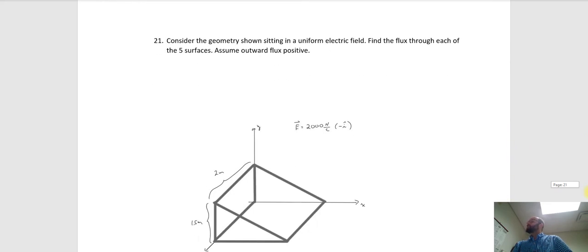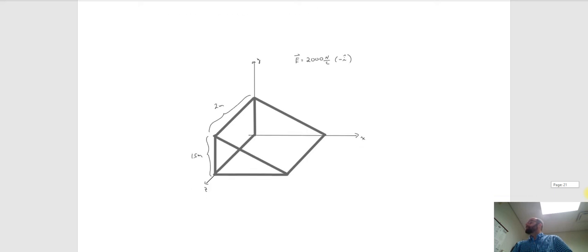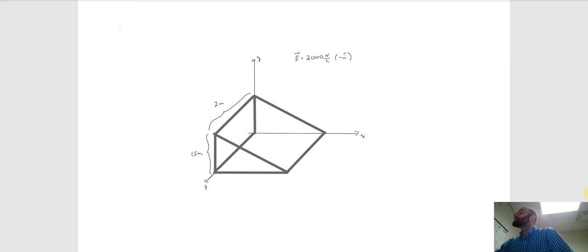Okay, 21. Consider the geometry sitting in a uniform electric field. Find the flux through each of the 5 surfaces. So electric flux, again, remember, is EA cosine theta. And again, remember the theta is always between the electric field vector and the normal. So in this problem, our electric field vector is pointing this way, because it says minus i direction.